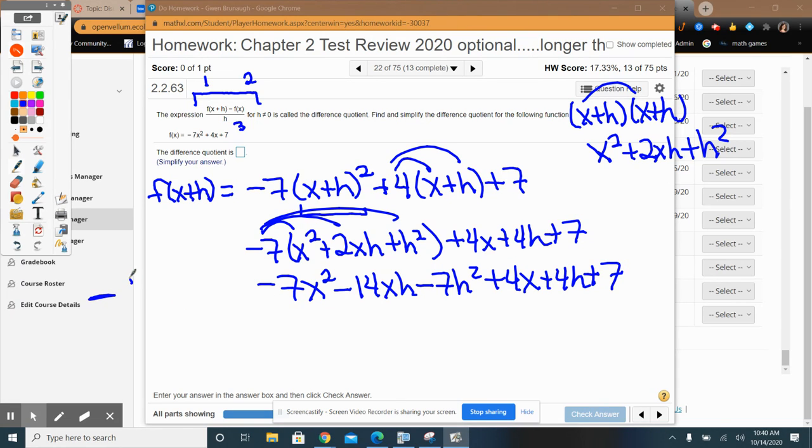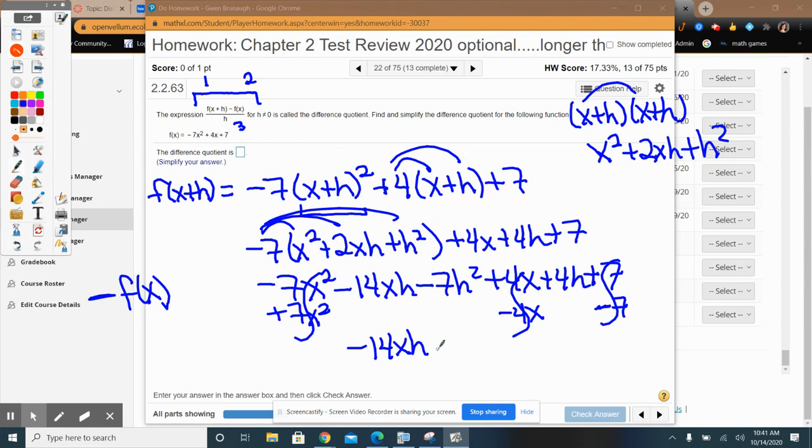The second step is to subtract the f of x, and every single thing will cross out with something here. So when I subtract a negative 7x squared, that's the same thing as adding the 7x squared, so that's gone. Subtract the 4x instead of add it because you changed the sign, and subtract the 7. So I subtract the f of x. All I have left is negative 14xh minus 7h squared. A lot of kids had sign mistakes on the first test, and I think it's probably from not distributing correctly.